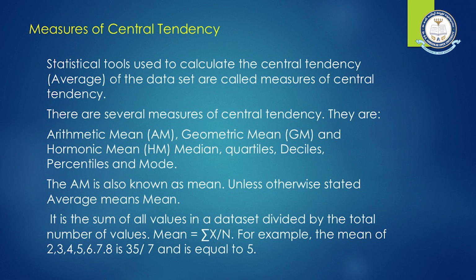So, there are several measures of central tendency. The tools which we use to calculate the central tendency are known as the measures of central tendency. So, there is arithmetic mean, geometric mean, harmonic mean, median, quartiles, deciles, percentiles and mode. All these are called measures of central tendency. The first one is arithmetic mean, and it is also known as mean.